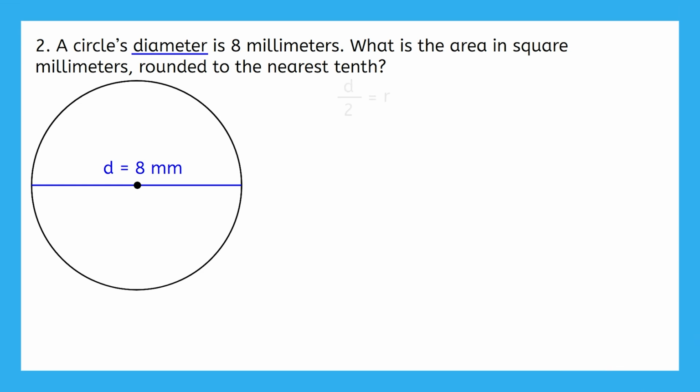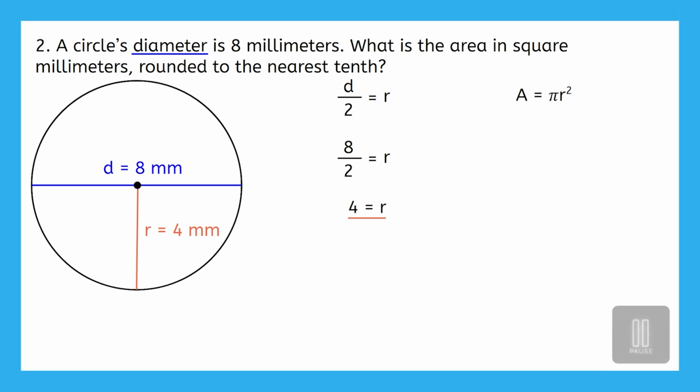We can divide our diameter in half to find the radius. 8 divided by 2 is 4, so the radius is 4 millimeters. Now, knowing r equals 4, we can plug it into our formula, A equals pi r squared. Since the instructions say round to the nearest tenth, we aren't solving this in terms of pi square millimeters. Instead, we'll get the answer in terms of numeric square millimeters. You could take it from here.